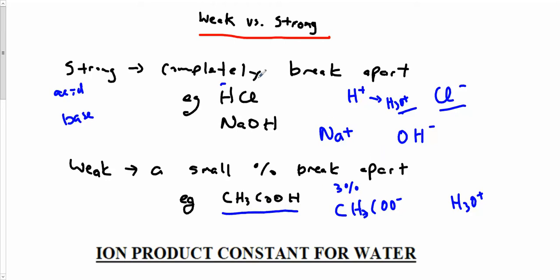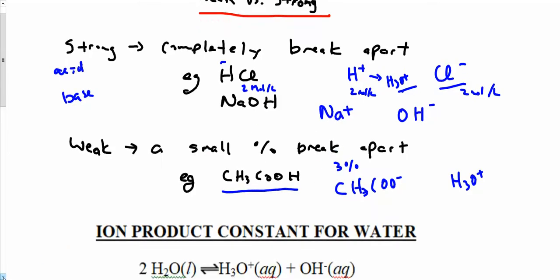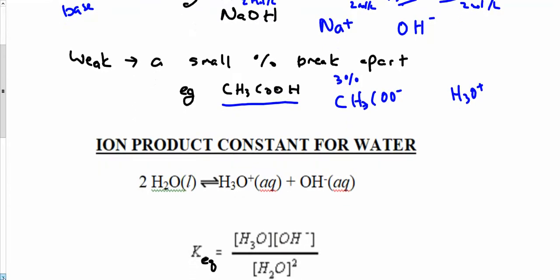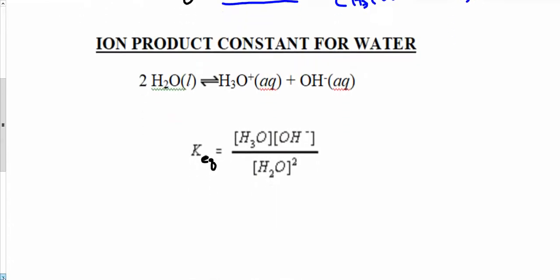So strong acids are really easy to work with because whatever the concentration is here, let's say the concentration here is 2 moles per liter, I know that this would also be 2 moles per liter, and this would also be 2 moles per liter. Down here, I've got to do some more complicated math, and we'll be talking about those in class or in later videos. Let's talk about the ion product constant of water.